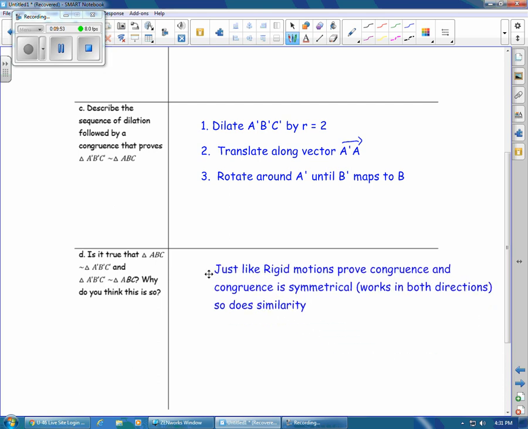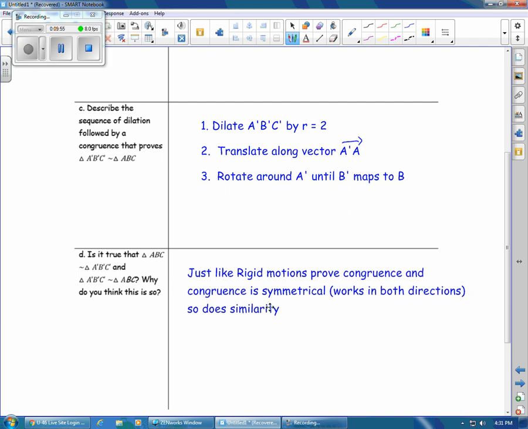So just like rigid motions prove congruence, and congruence is symmetrical, which means it works in both directions, so does similarity. I usually use a math example here where we're talking about the properties of addition or the properties of multiplication. It works in both directions. So 3 plus 2 is 5, just like 2 plus 3 is 5. So it works either way. I hope that makes sense. Let's just say if one thing is similar to the other, the thing that it's similar to is similar to the first thing.